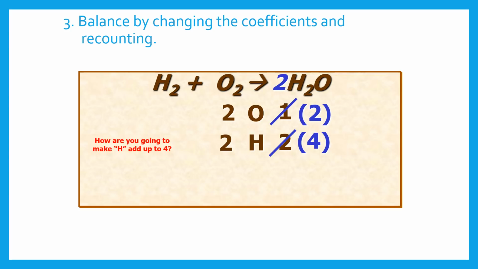So we have to make the hydrogen on the reactant side now match 4, because our oxygens are good. It's the hydrogens that are the problem. So we're going to add a coefficient to the hydrogen on the reactant side. We're going to add a coefficient of 2, and that's going to change that to 4. It checks out, and it is now balanced.